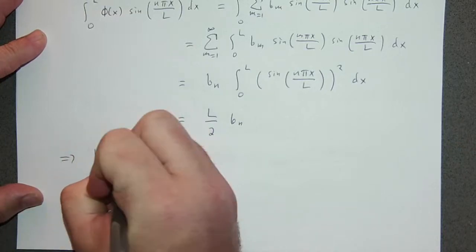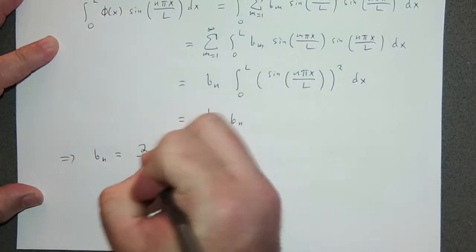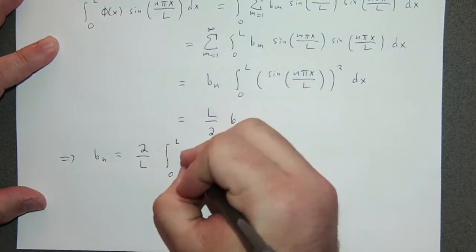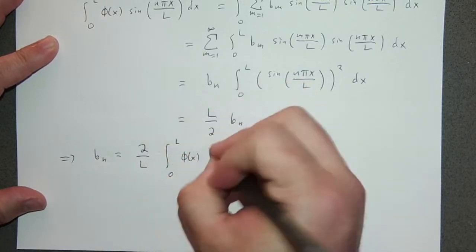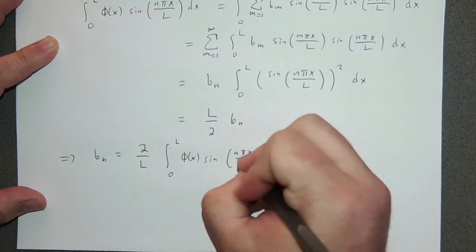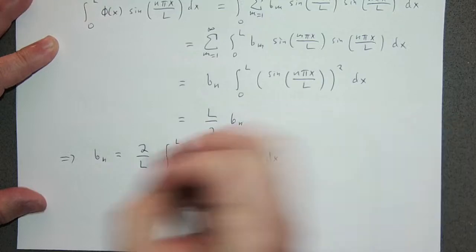But that means that b sub n is just 2 over L times the integral from 0 to big L of phi of x sine of n pi x over L dx.